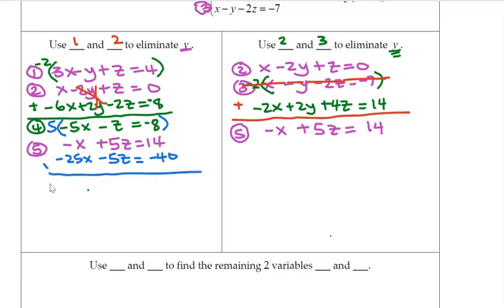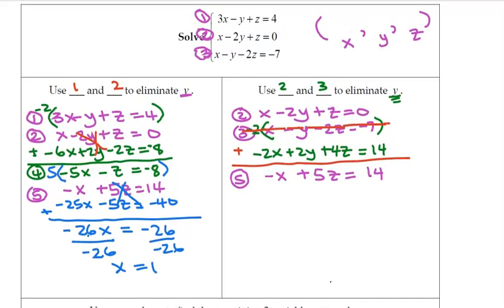All right, so now we're getting closer here. I can see that those z's are going to eliminate out. And then when I add my x's together, I get -26x. And when I subtract those, 14 minus 40, I get -26. So now if I divide both sides by -26, I get x equals 1. Woohoo! Finally found one part of that ordered triple.